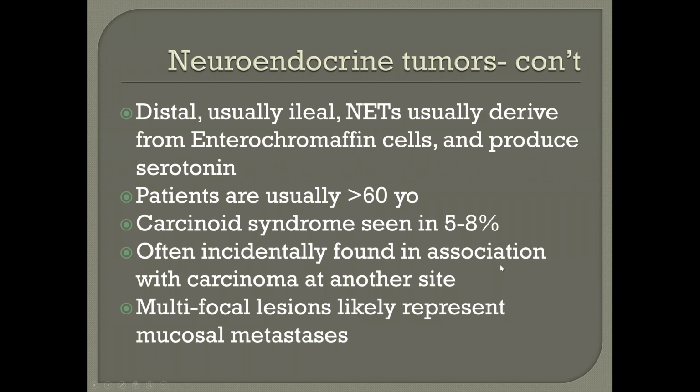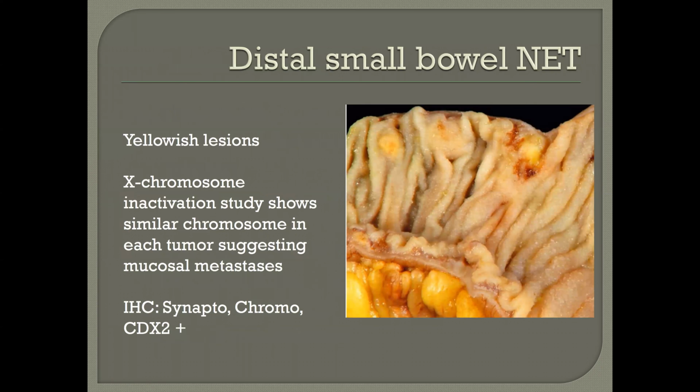Some have been found in association with carcinomas at another site, and they can be multifocal, and sometimes we've seen resections like this, but these are actually, as they've been studied, found to be most commonly intramucosal metastases. Here's an example, an image of several mucosal yellowish tumors. X chromosome inactivation tends to show that these are, in fact, identical genetically, representing metastatic lesions. Typically they will be positive for both synaptophysin and CDX2 if you need to do neuroendocrine markers.